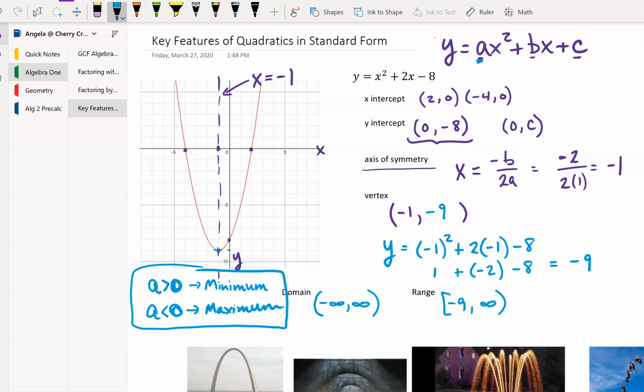Okay. So look at all the things we can do with standard form. It's actually amazing. It's a great form of our equation. We can also use standard form when we learn about the quadratic formula, which we'll be learning about soon.